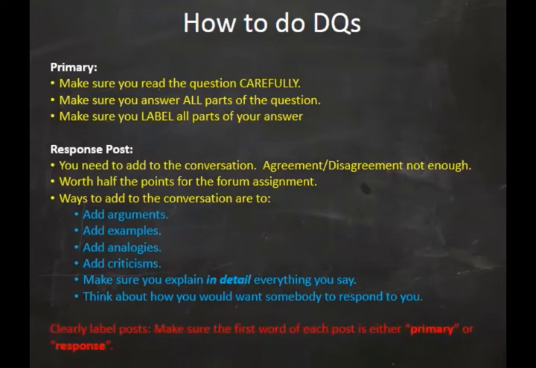Also, make sure both your primary and response posts are labeled. This should be the first line of each post. The first word of each post should either be primary or response. Failure to do this could result in lost points.